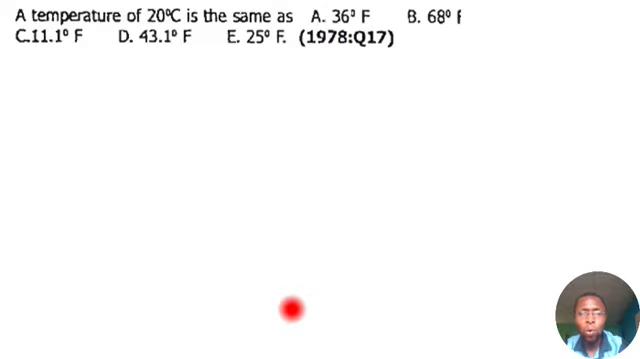All right. So let us look at one or two questions on temperature and its measurement. Look at this question here. It says a temperature of 20 degrees Celsius is the same as A, 36 degrees Fahrenheit, B, 68 degrees Fahrenheit, C, 11.1 degrees Fahrenheit, D, 43.1 degrees Fahrenheit, E, 25 degrees Fahrenheit. So here, how do we convert degrees Celsius to degrees Fahrenheit? That's the point here. This is very simple to solve.